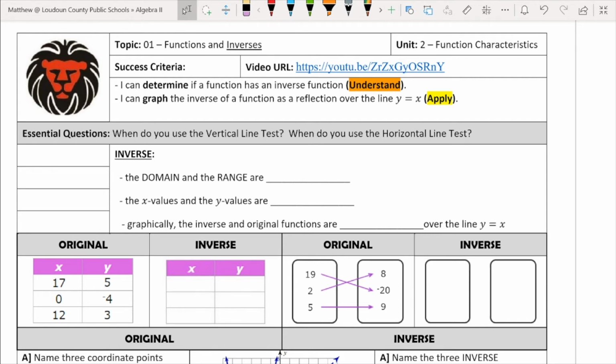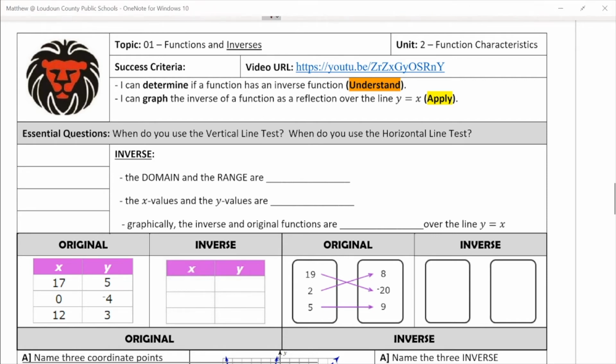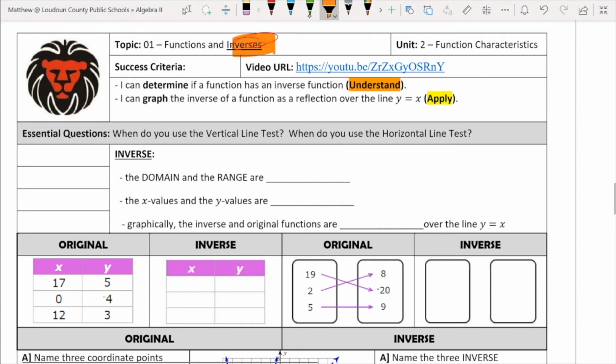All right, so the next part, the inverses section. This one's all about inverses right there. All right, so the success criteria for this says I can determine if a function has an inverse function, and I can graph the inverse function of a function as a reflection over the line y equals x. So when do you use the vertical line test? When do you use the horizontal line test? That's what you want to know here.